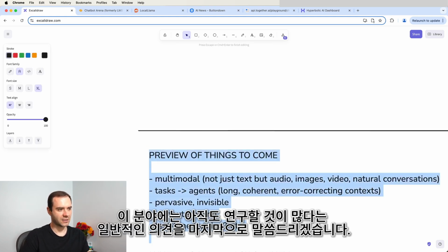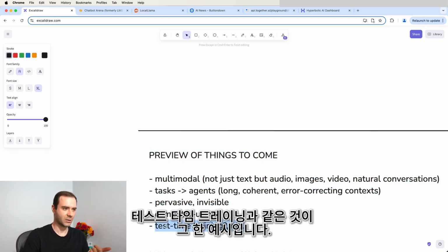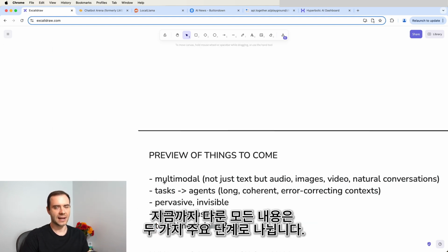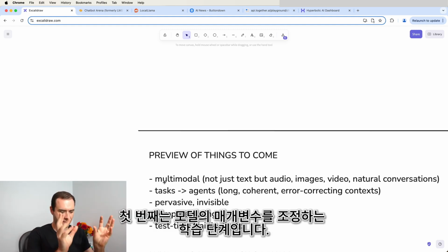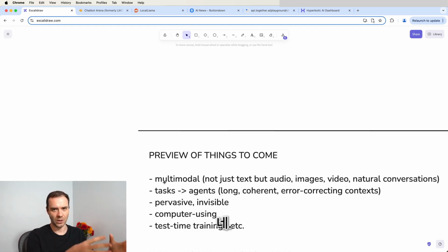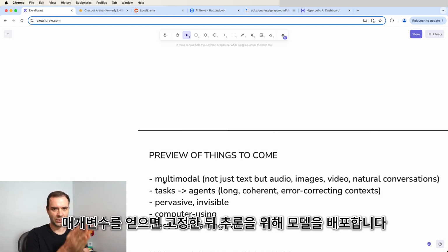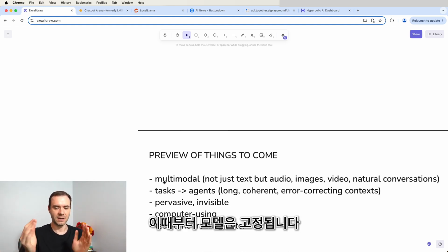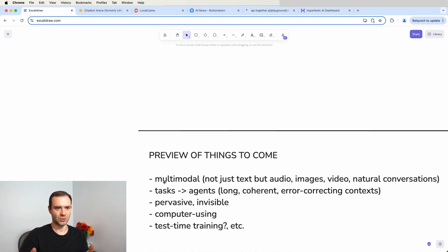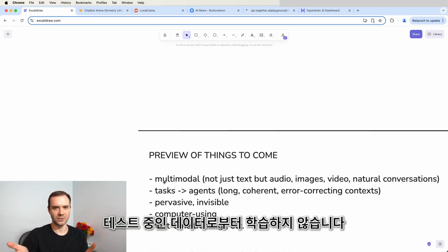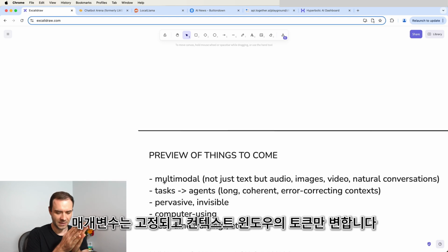The last point I have here is just a general comment that there's still a lot of research to potentially do in this domain. One example of that is something along the lines of test time training. So remember that everything we've done above and that we talked about has two major stages. There's first the training stage, where we tune the parameters of the model to perform the tasks well. Once we get the parameters, we fix them, and then we deploy the model for inference. From there, the model is fixed. It doesn't change anymore. It doesn't learn from all the stuff that it's doing at test time. It's a fixed number of parameters.